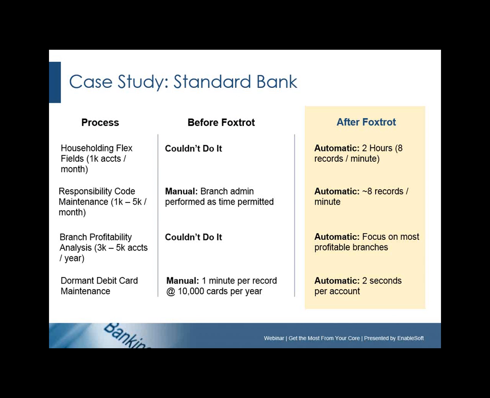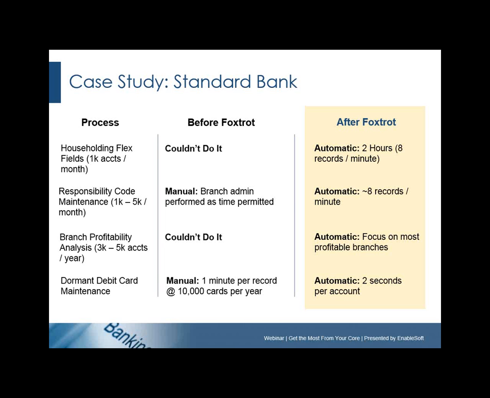Our householding flex field process is something that we currently do at the beginning of each month, but initially this was a very huge undertaking. We currently keep our business and personal accounts that belong to the same individual or family in separate portfolios. We also have customers that may own different businesses, and those are also stored in different portfolios. Because of that, it was very hard to truly view the total relationship of an entity.